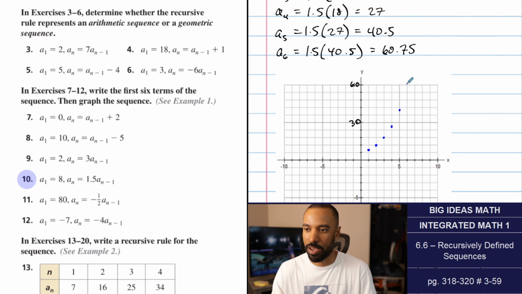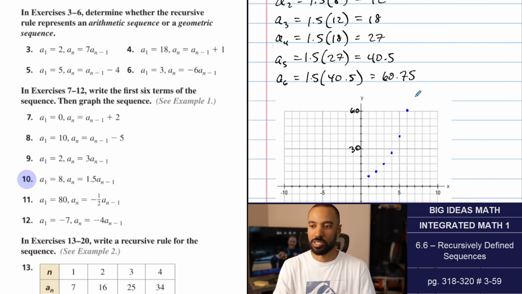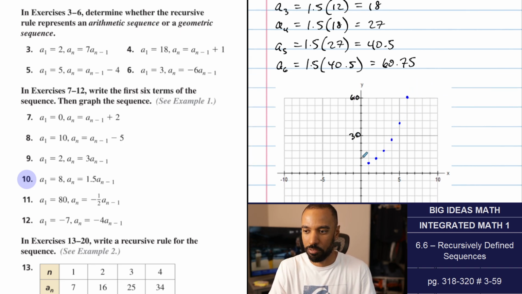And 60.75, just to tick above 60. Probably something like that right there. Okay, so there are the points. Not too bad. You can still see the exponential curve happening on that one for a geometric sequence. Now, we have two more geometric sequences at hand.